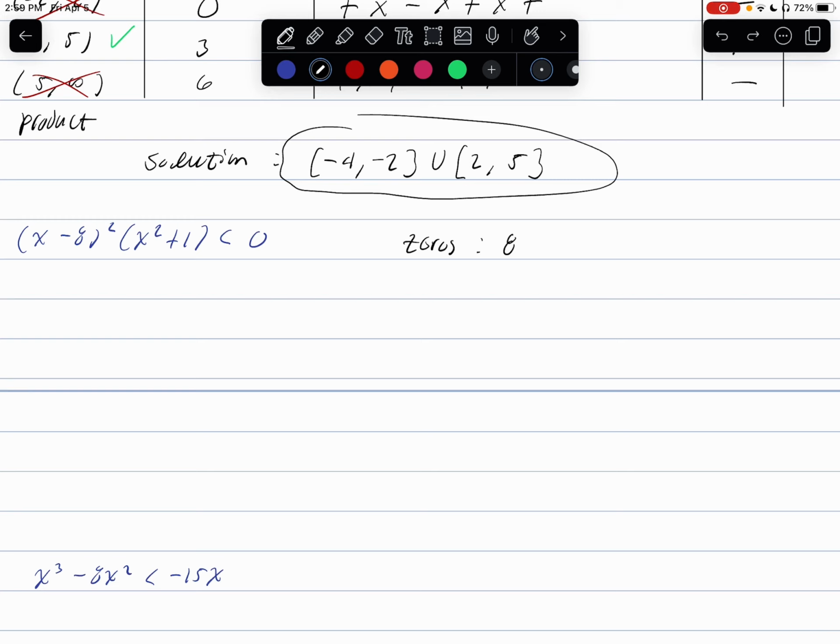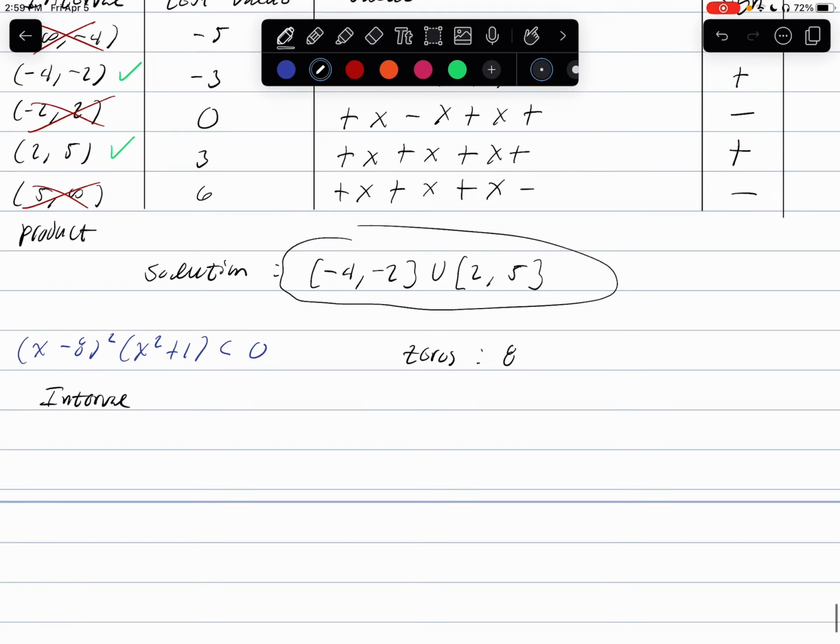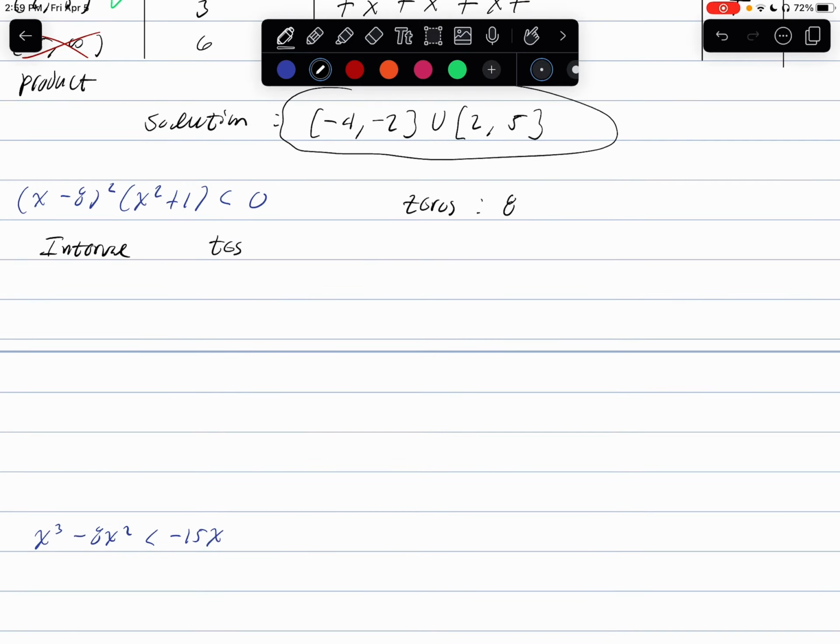So we have a 0 with 8, so that means we have to consider, let's look at our interval, let's look at our test value, and then we'll look at our sign. So we'll have the interval from negative infinity to 8, and the interval from 8 to infinity. Okay, so if we plug in, I guess we can include products as well.